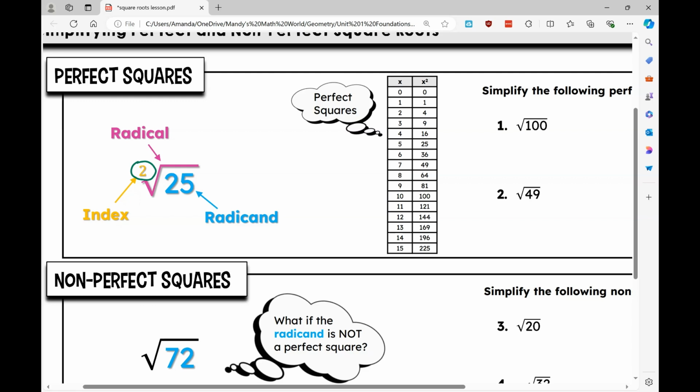Moving over to the right, I have a perfect squares chart, 0 through 15. That means 0 squared is 0, 1 squared is 1, 2 squared is 4. And what does that look like? 2 squared, or 2 to the second power, is 4. 3 squared, 3 to the second power, is 9. That's this perfect square chart.